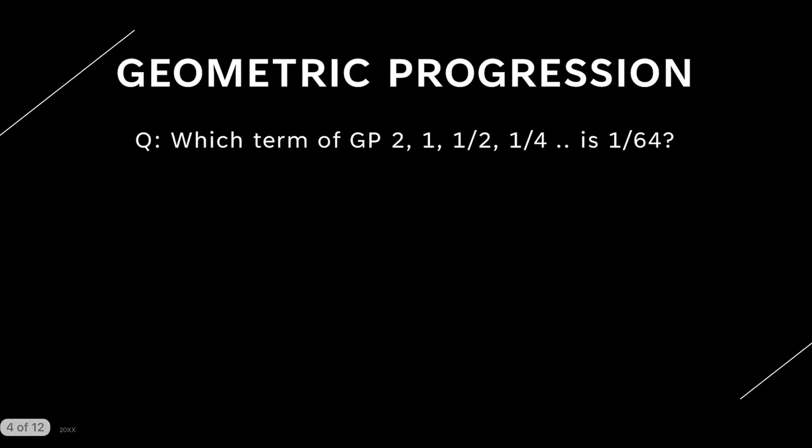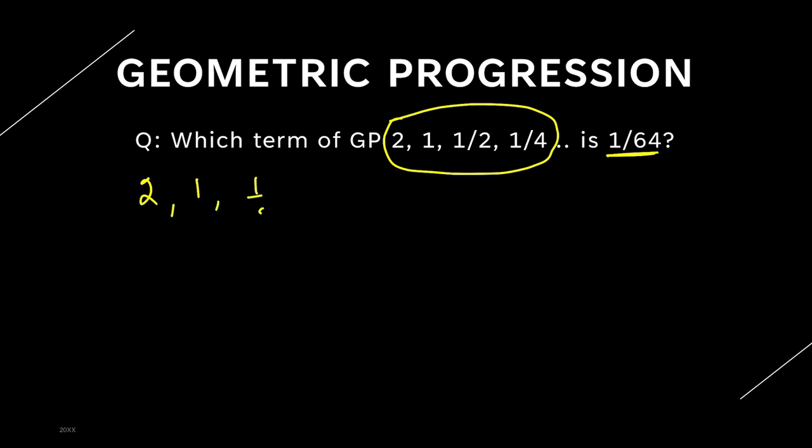Moving on, suppose this question is given to you that this is a GP and 1 by 64 is the nth term of this GP. Tell me what is n. Now 2, 1, 1 by 2, 1 by 4. Now if you have seen the AP video, this is going to be easy for you to understand.